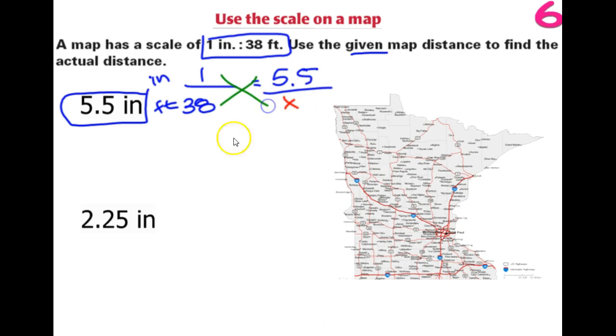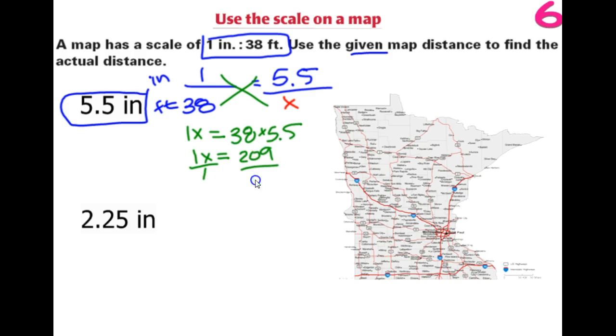So if we cross multiply, 1 times x is 1x. 38 times 5.5, I'm going to plug that in my calculator, gives me 209.